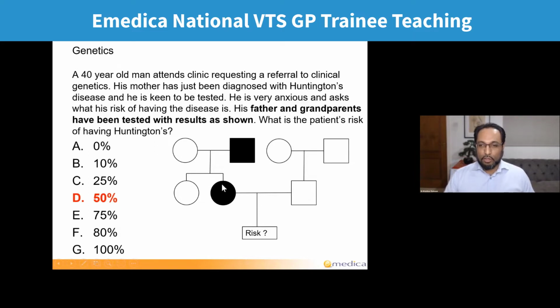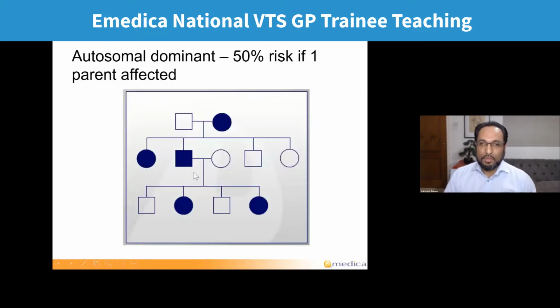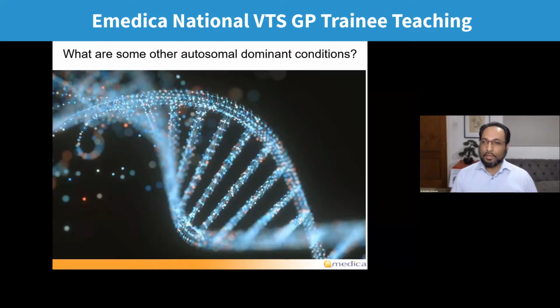In a dominant condition, if one parent's got it and one hasn't, the risk is 50-50, okay, that you're going to have full-blown disease. So 50% is the risk. Okay, so autosomal dominant, 50% risk if one parent is affected. Now, what are some other autosomal dominant conditions? Type them into the chat. So Huntington's is one we've just covered. What are some of the other autosomal dominant conditions?